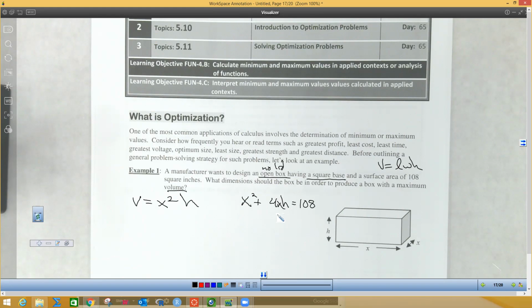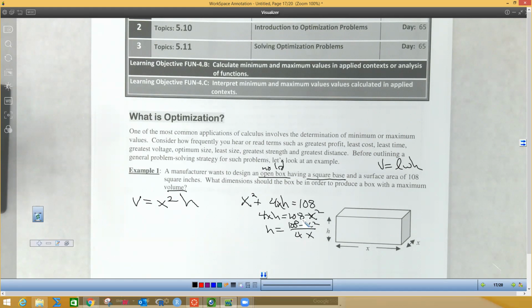We want this to be 108 square inches, which is what it tells us right here. So what we want to do is take our secondary equation and solve it for h. Then we can plug this in for the h in the volume equation, so we have all the variables down to one variable, and then we can use our derivative rules. First, subtract x squared from each side, and then divide by 4x. So h is going to be 108 minus x squared, all over 4x.